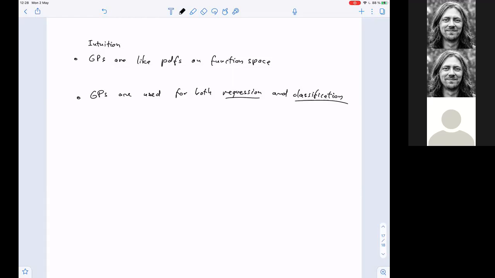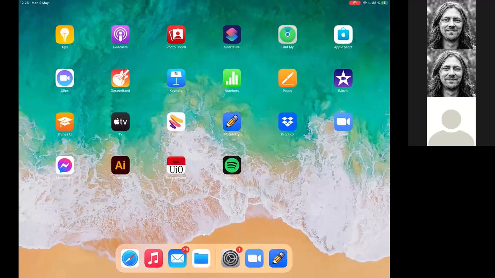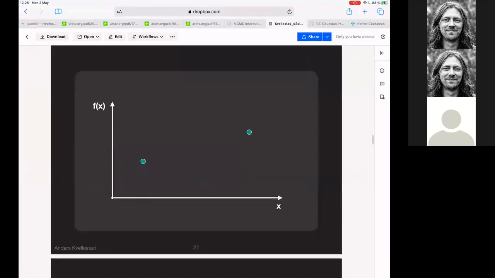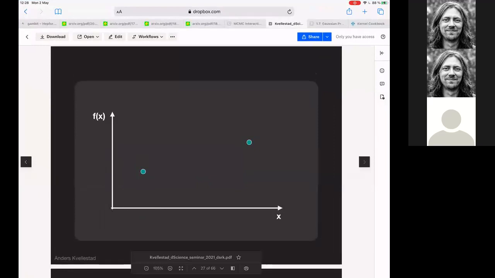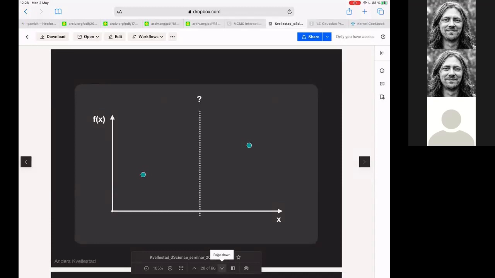Okay, so to get some intuition first before we dive into the formalism, let's look at some slides. Just as illustration, let's imagine we are doing 1D function interpolation. We have some unknown function f of x, and we currently know 2 points on this function, those 2 green dots. And now we want to know, what's the function value at this point?